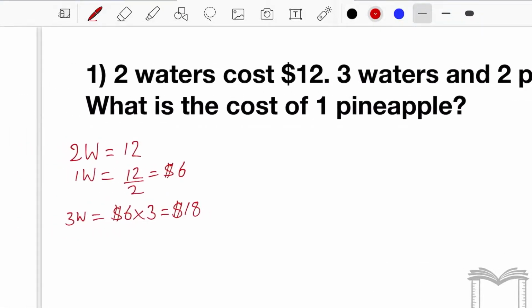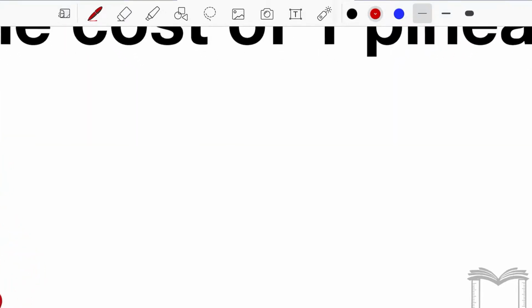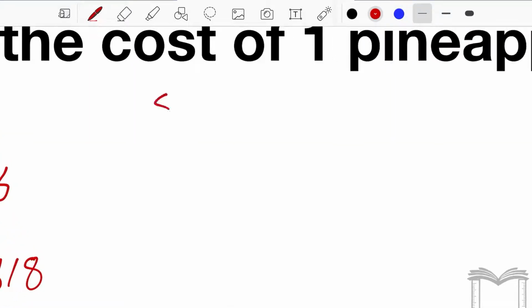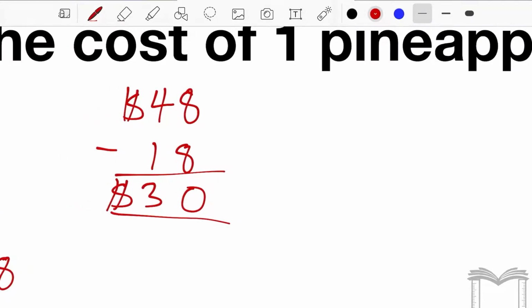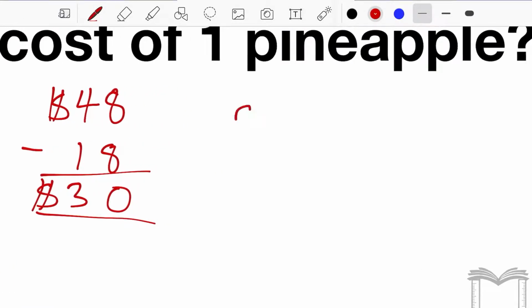Three waters and 2 pineapples cost $48. If we take away the cost of the 3 waters from the total cost, we will be able to determine the price of the 2 pineapples. $48 take away 18 is $30. 2 pineapples cost $30.